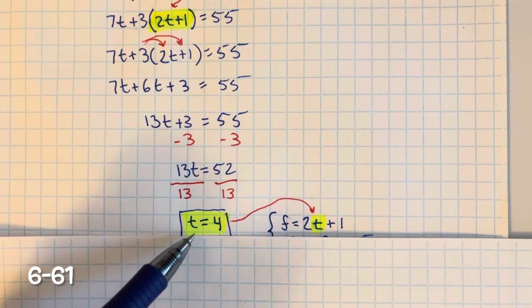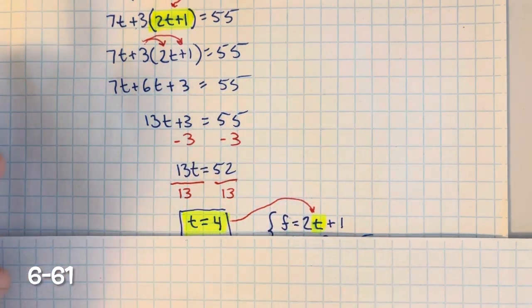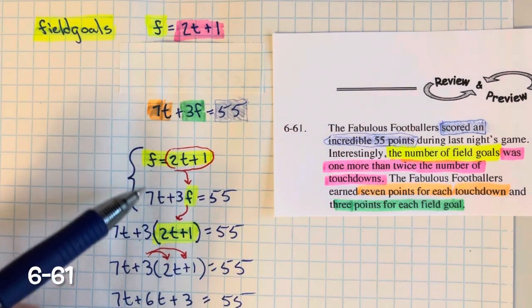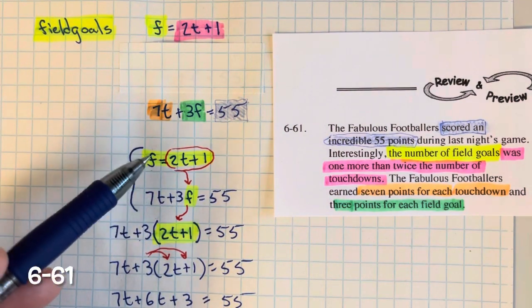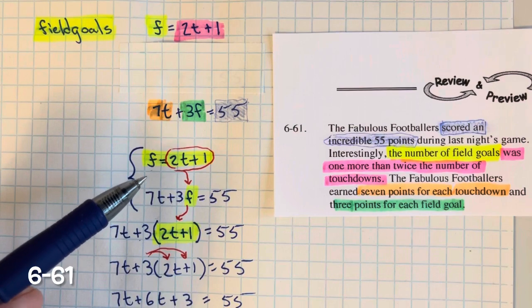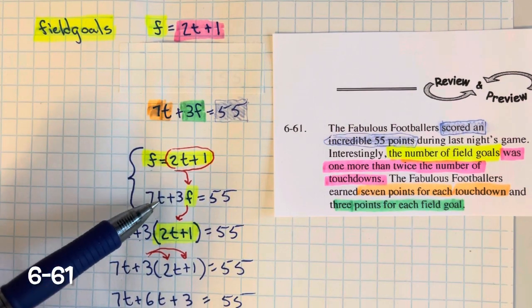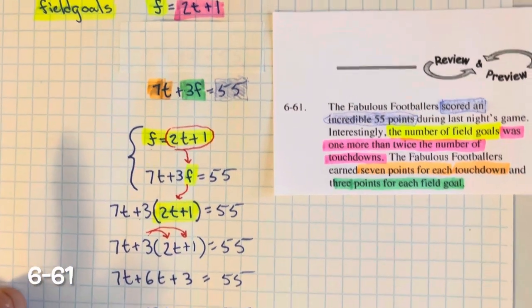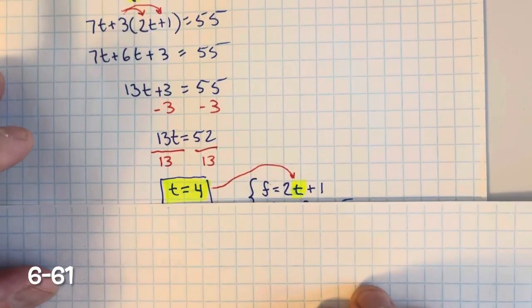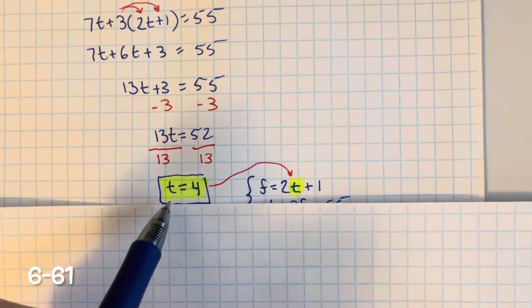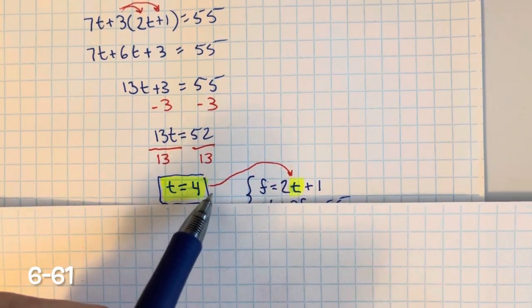And so we can plug t back into either of these equations, the top one or the bottom one. And to me, it makes more sense to plug it into the top one. It's a little easier than plugging it into the bottom one. And so we're going to plug into F equals 2t plus 1. What does t equal? T equals 4.